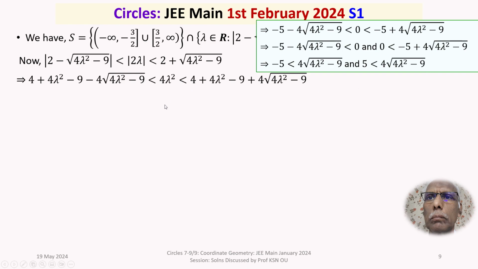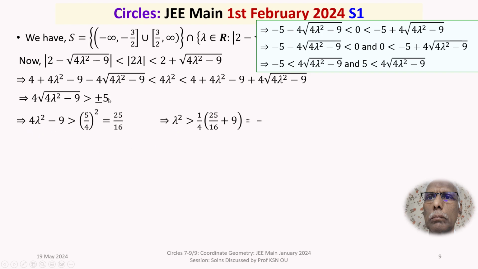We will go back here, and that will be 4 times under the square root of 4 lambda square minus 9 is greater than plus or minus 5. Squaring on both sides, we will get 4 lambda square minus 9 is 5 by 4 whole square, that is 25 by 16. Solving for lambda square, you will get 13 by 8 whole square. The computation is shown here. Lambda square is greater than 13 by 8 whole square, and this is lambda plus 13 by 8 multiplied by lambda minus 13 by 8 greater than 0.